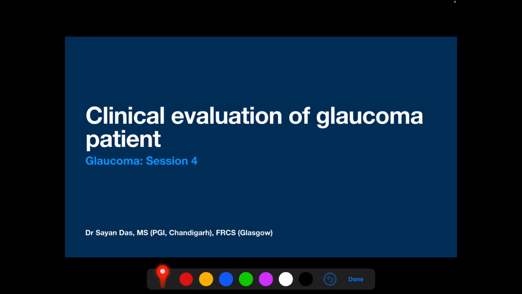Welcome. In this session, we'll be discussing the clinical evaluation of the glaucoma patient, including history taking and slit lamp examination. Gonioscopy and optic nerve evaluation will be taken up in the next session, and we have already discussed the techniques of intraocular pressure measurement in the previous session. We'll be discussing perimetry and imaging techniques in glaucoma in later sessions.